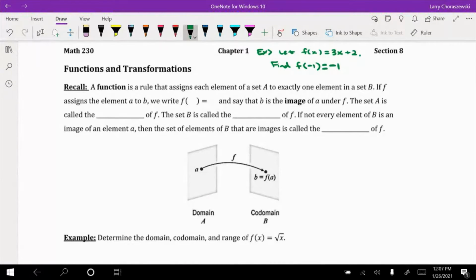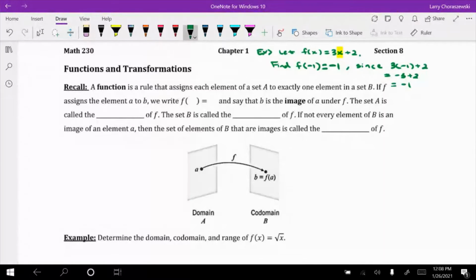Now, how did you find f of -1? What did you do? I put -1 in the equation. Everywhere we have x, we put in -1, which gets -3 plus 2, equal to -1. Yep, you got it. So basically, the way this works is f of -1 is equal to -1, since 3 times -1 plus 2 equals -3 plus 2 equals -1.